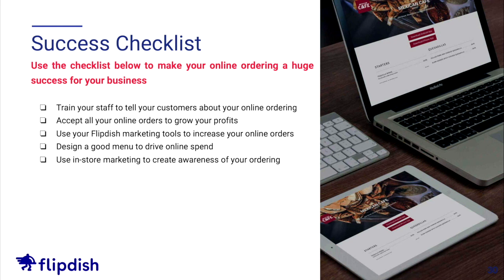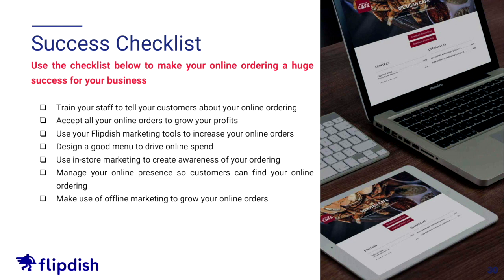Point 6. Manage your online presence so your online ordering can be found. It's not much use having a website if no one knows it exists. This is where we can help you out with optimizing your Google business page and your social media pages to help you be found online.